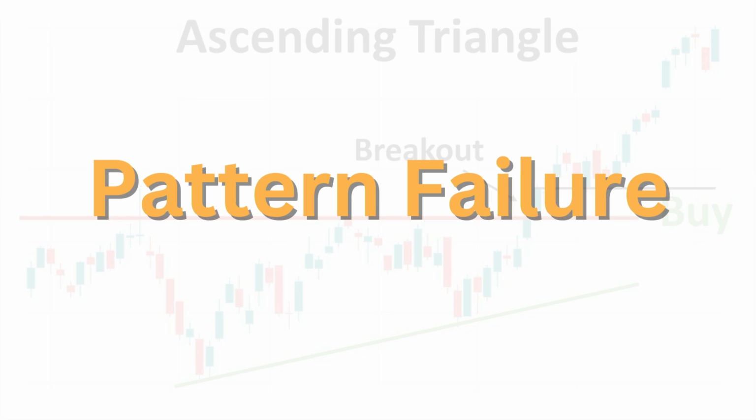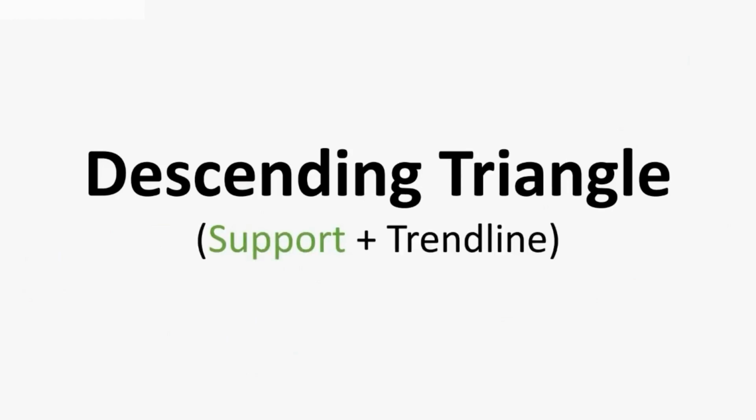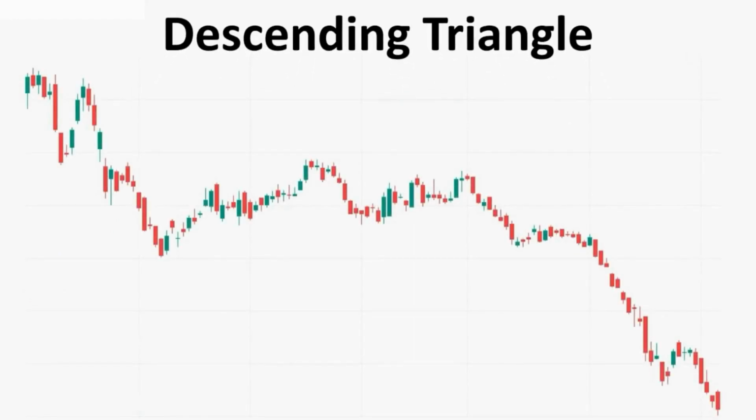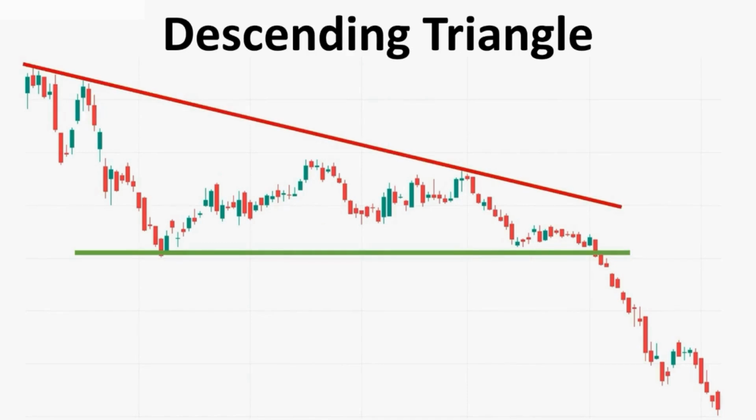Alright, so now let us look at the next triangle pattern, which is the descending triangle. This pattern simply makes use of support along with a trend line, and as you see on the screen, there is a chart where the descending triangle pattern is forming. You see, we first have a support where there is a huge number of buyers, and after that we have a trend line where the price is taking a resistance.